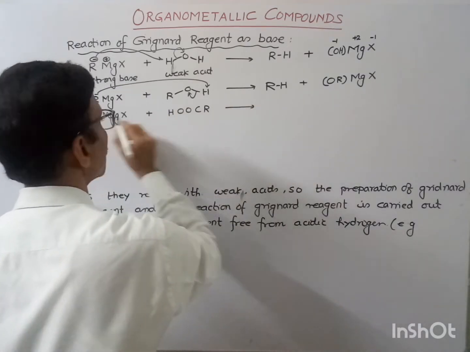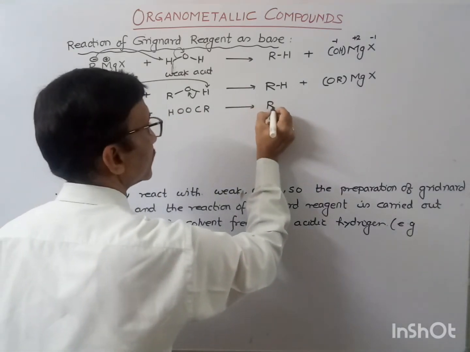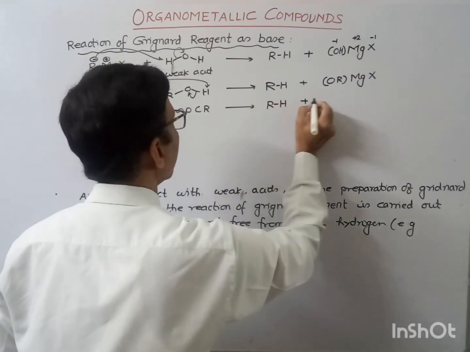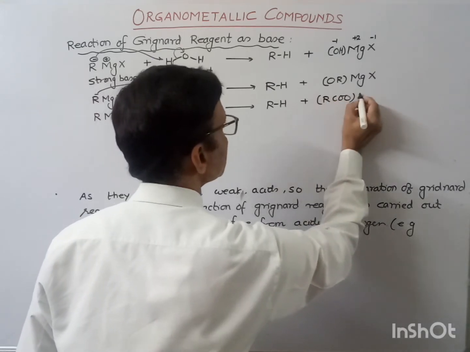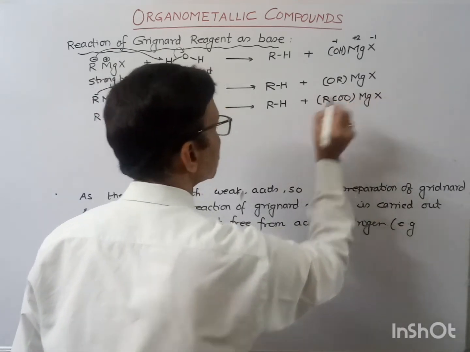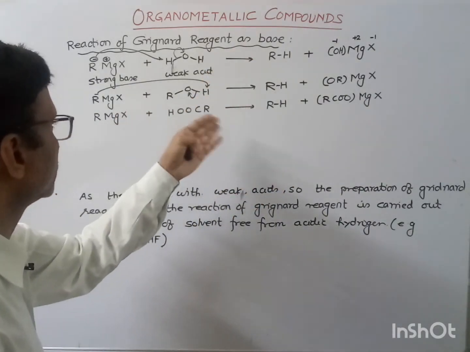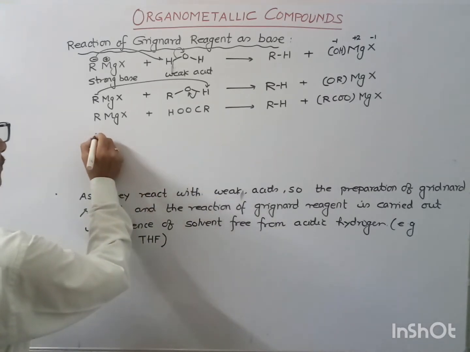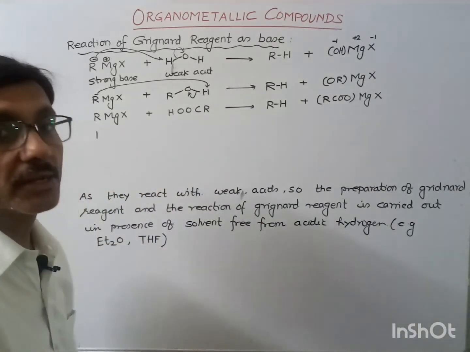So again, this R and this H, so we may get alkane and RCOO minus MgX. So the same type of reactions. I have written the same type of reaction. And even it may react with some terminal alkyne.